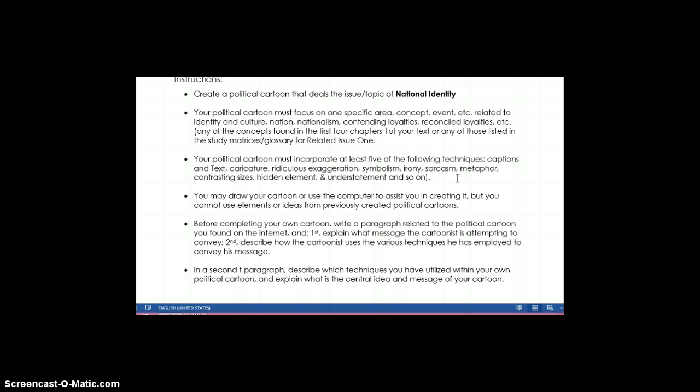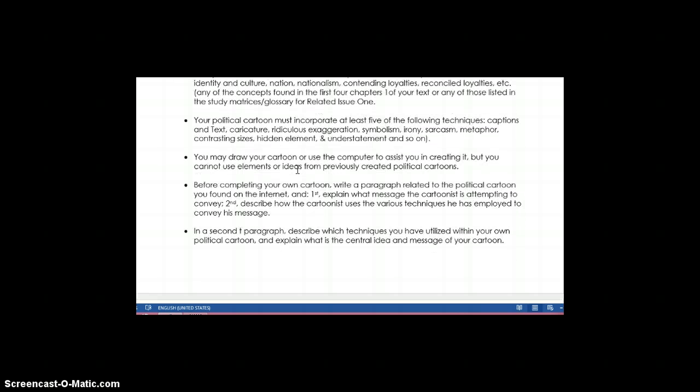The political cartoon that you create must incorporate at least 5 cartooning techniques. So, for example, your cartoon will likely have captions and text of some kind. You may use caricature, ridiculous exaggeration, and so on. You're not expected to draw the cartoon yourself, although, if you are able to, you can. You can, however, use a computer to assist you in creating it. But you cannot use elements or ideas from any other previous cartoon or source of information. You can use picture art and so on and so forth, but the cartoon and its communication of its message must be your own.